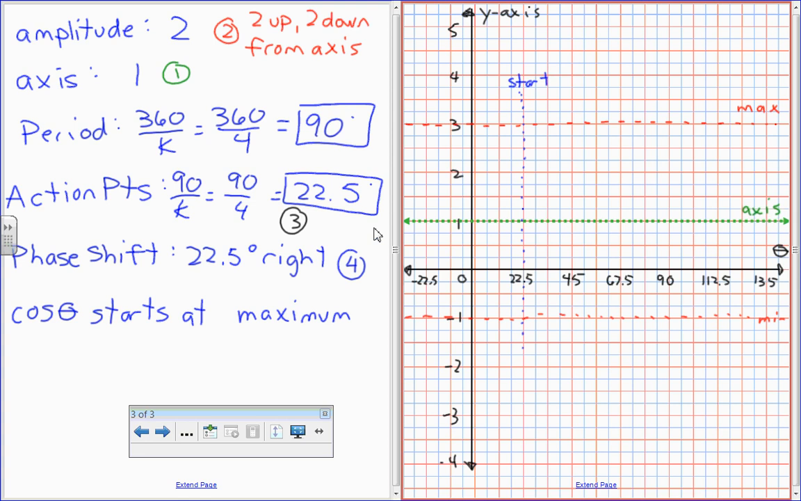Can I get some new person to be brave and tell me where the first point on my graph is going to be? It's supposed to be at the max because it's cosine. Go ahead. 22.5, 1. Good. 22.5 is going to be your theta, and then it's going to start at the max. And then cosine starts at the max.